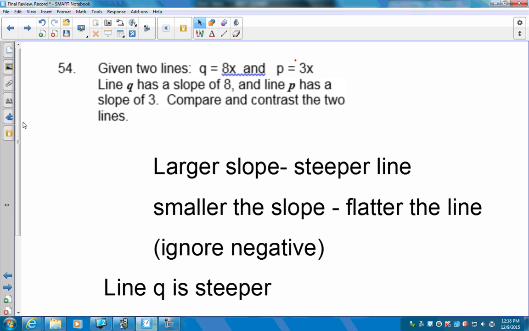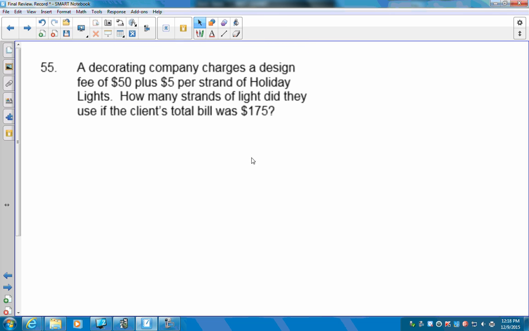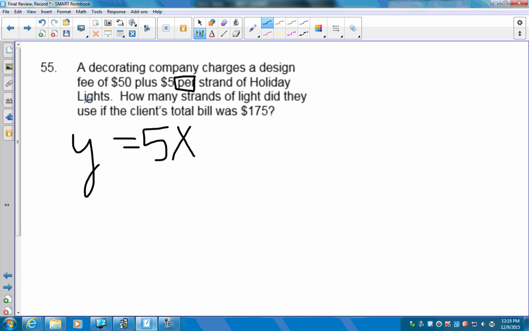The next one is number 55. With this one, we need to write an equation. I see, again, that keyword per, and remember that the other keywords are each and every. So I know in my equation that the 5 is going to go with x. And then my fee or charge is $50, so plus 50. Now what we need to look at is, what does x represent? Well, it says $5 per strand of lights. So we know that this x represents 1 strand, or 2 strands, or 3 strands, or 4 strands. So we plug that number in.